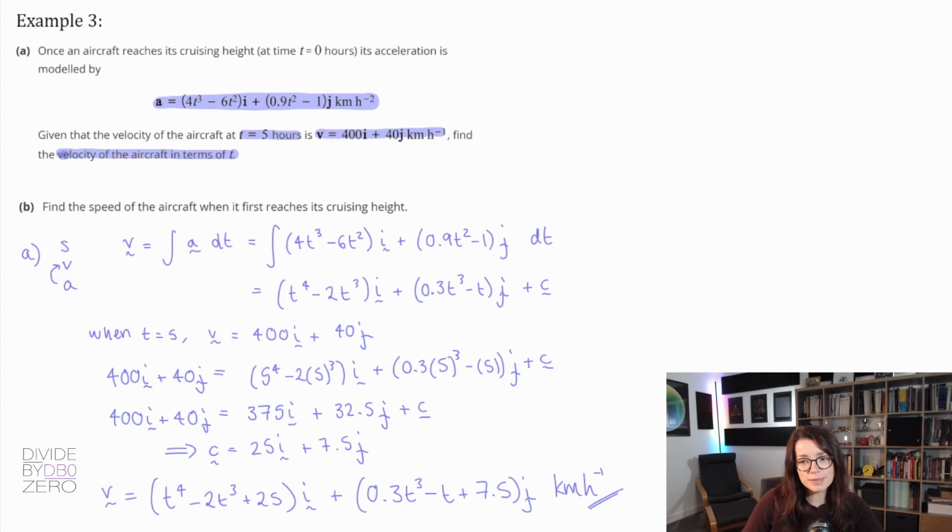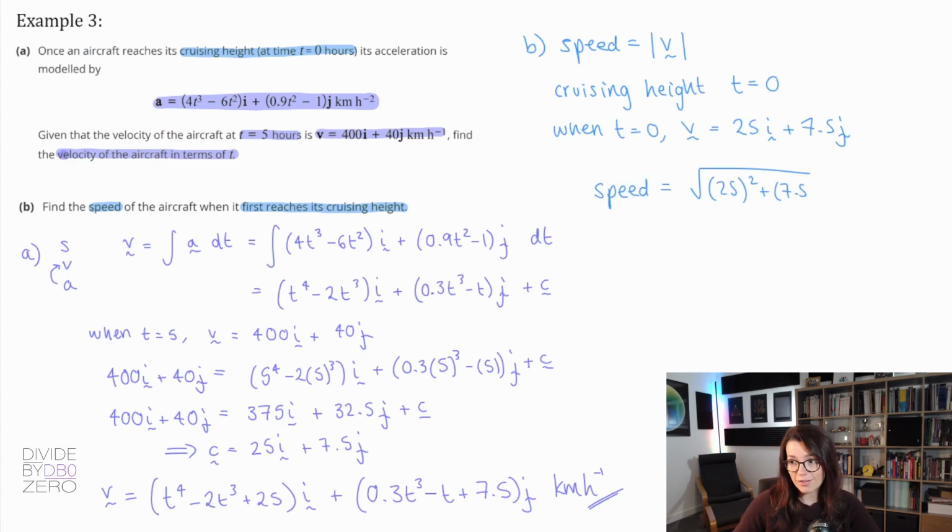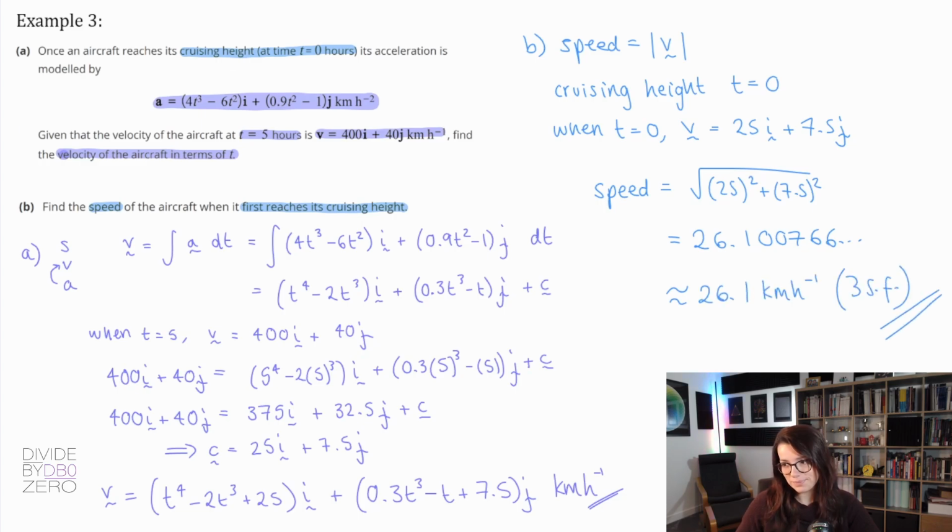Part B, they want the speed of the aircraft when it first reaches its cruising height. Earlier in the question, it says the aircraft reaches its cruising height at time t equals 0 hours. And we also know that speed is the magnitude of the velocity vector. So if we sub t equals 0 into the velocity vector, we get this, and then we can find the magnitude using Pythagoras. That works out to be 26.100766 and more, roughly 26.1 kilometers per hour to 3 significant figures. And that's it.